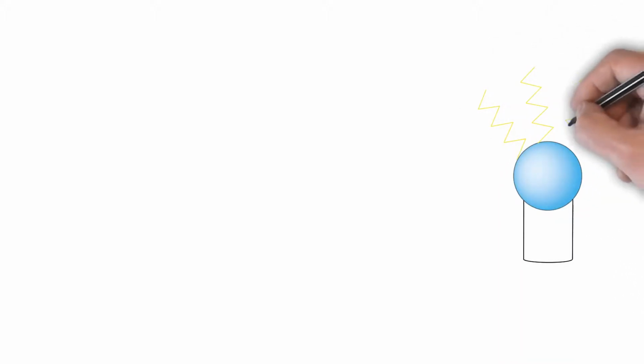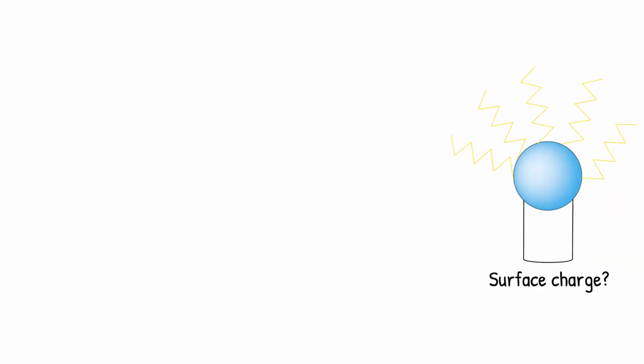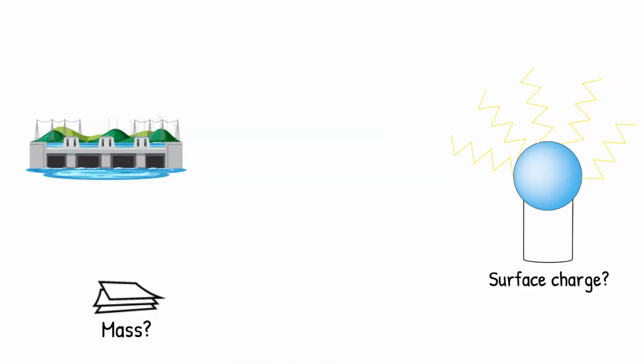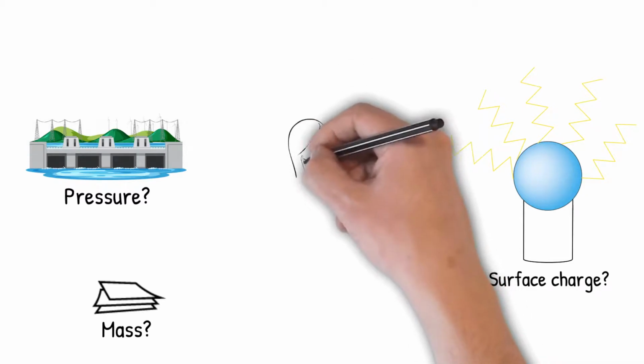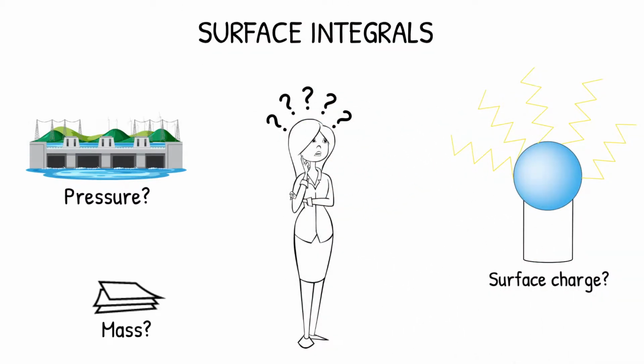Have you ever been to a science museum, placed your hands on the electrically charged orb, and wondered why your hair is standing upright? Or wonder how we are able to calculate the mass of objects so thin, such as a piece of paper? Why doesn't a dam simply burst from the pressure of the water? Well, in fact, they are all defined in terms of surface integrals.